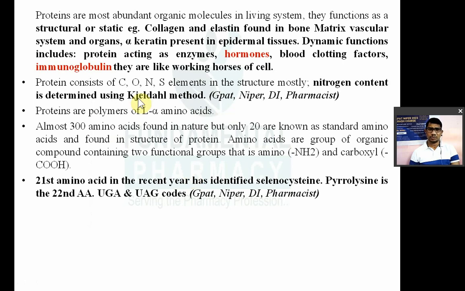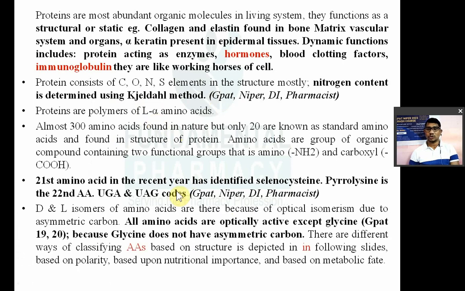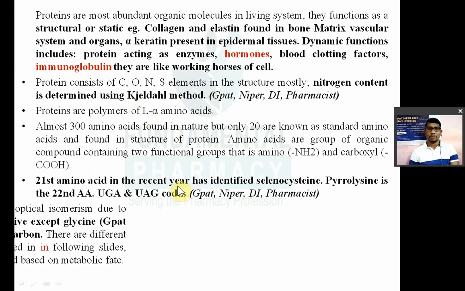So remember this point. The Kjeldahl method is used for the measurement or estimation of nitrogen. There was a question on this Kjeldahl method. It is a method used to determine the nitrogen content in organic compounds. Proteins are the polymer of L-alpha amino acids. You have to remember that 20 standard amino acids are there; 21st is selenocysteine and pyrrolysine is the 22nd.